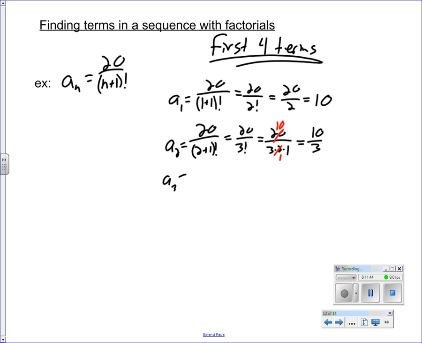For our third term, same idea, 20 over 3 plus 1 factorial. It's 20 over 4 factorial. So that'd be 20 over 4 times 3 times 2 times 1. And again, we can simplify here. 20 over 4 would cancel out as 5 over 1. So multiplying through, we'd have 5 over 6.